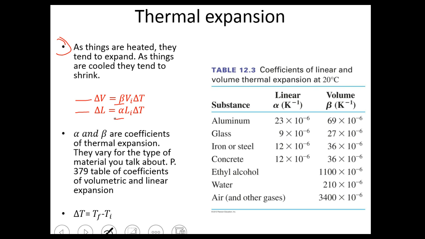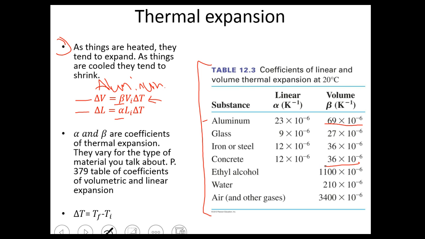So if I'm talking about aluminum, and let's say I have an aluminum can, I'm going to use the volumetric formula. And I'll go to your table on page 379, which is pictured right here. I'll find aluminum. And I'm talking about volumetric, and so this is the coefficient that I'll use, right? If I'm talking about a volumetric expansion of concrete, then I'll use that.